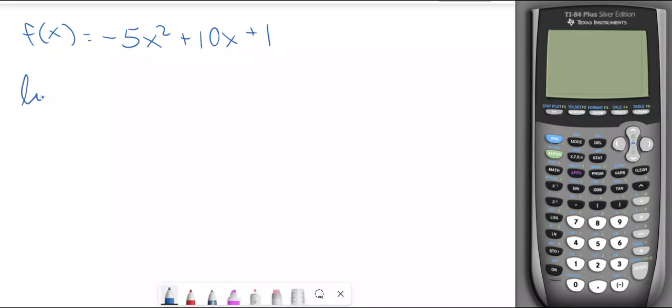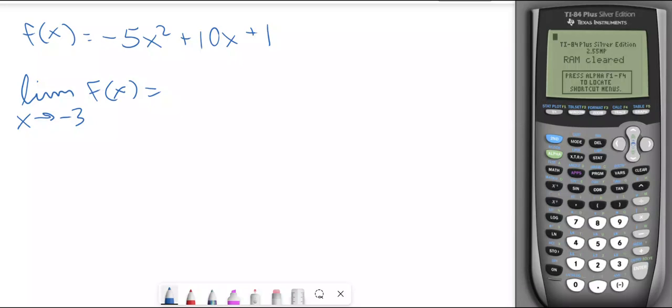And what we're looking for is the limit as x approaches -3 for that function. So what happens when you get really, really close to -3? So we'll go about this a couple different ways. We'll do the easiest one last, just so we can check it out.